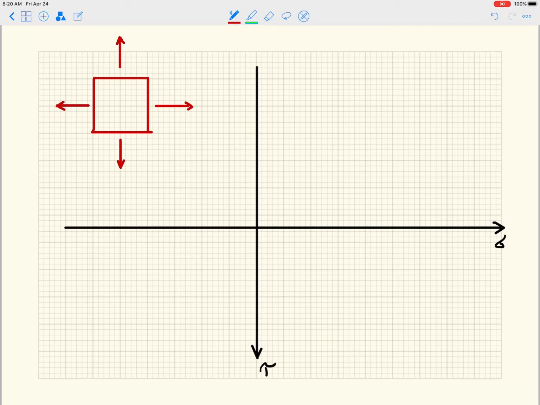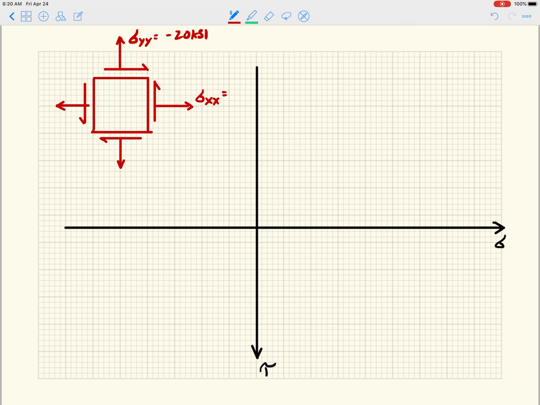Let me do it like this. I'm always going to draw this with the positive sign convention. All right. And then I will use the sign. So here if I say that sigma y equals minus 20 ksi, that means that it's in compression, right?